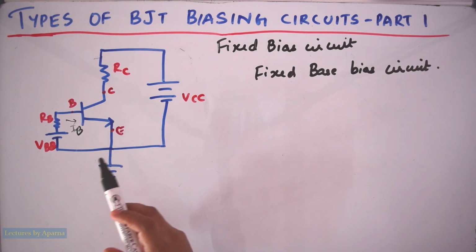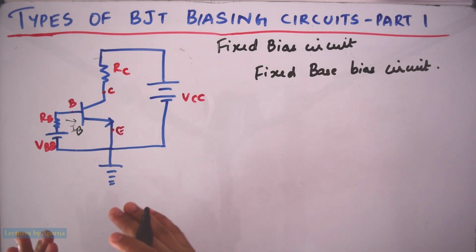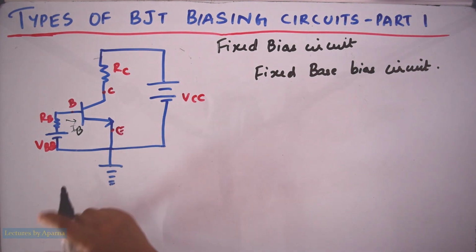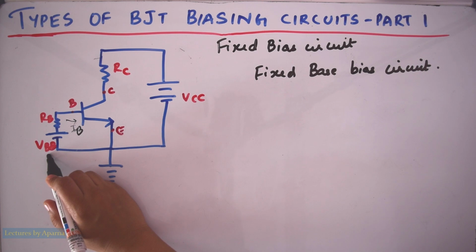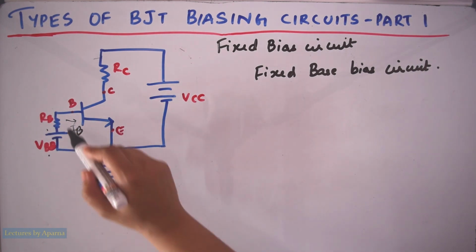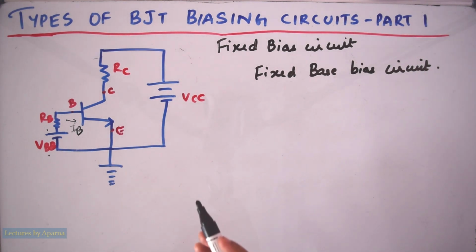Once the transistor is biased with the circuit and the operating point is fixed, then you can give the input signal accordingly and make it an amplifier. So here at the input side, VBB is connected and there is a base resistor RB. So this will help to fix the value of IB, which is needed for the circuit.